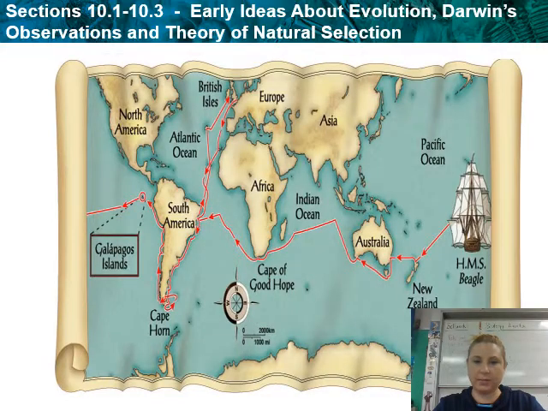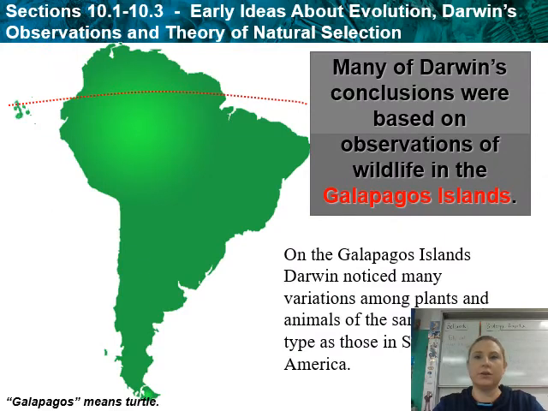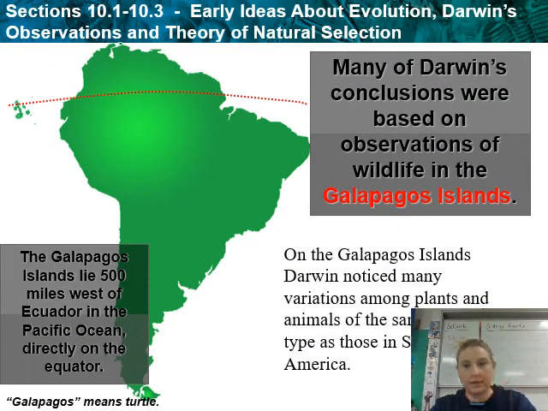It's another one a little bit more clear. So actually, a lot of the time that he spent, if you look back at that map, was around South America. Okay, and he spent some time on a place called the Galapagos Islands. These islands lie about 500 miles west of Ecuador. They're in the Pacific Ocean, directly over the equator, so it's nice and warm there.